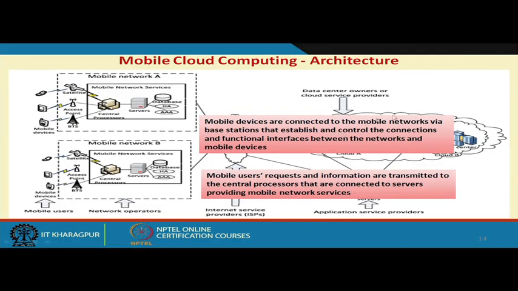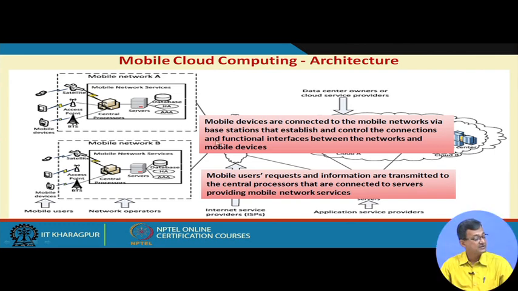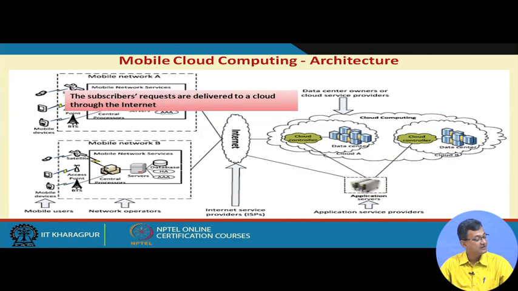So, mobile devices are connected to the mobile networks via base stations, which establish and control the connection of the functional interface between the network and the mobile devices. Mobile user requests the information. So, one is that more devices are connected to the base station, and the mobile user requests for information are transmitted to the central processing and are collected by the server providing those services. So, there is a transmission of the data.